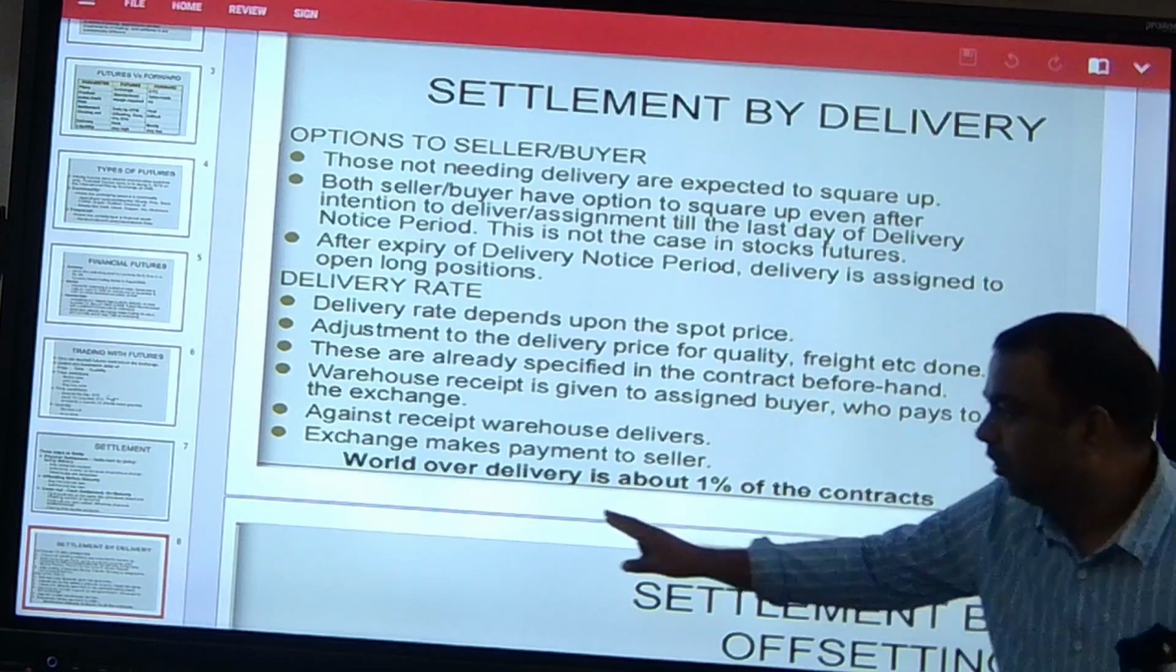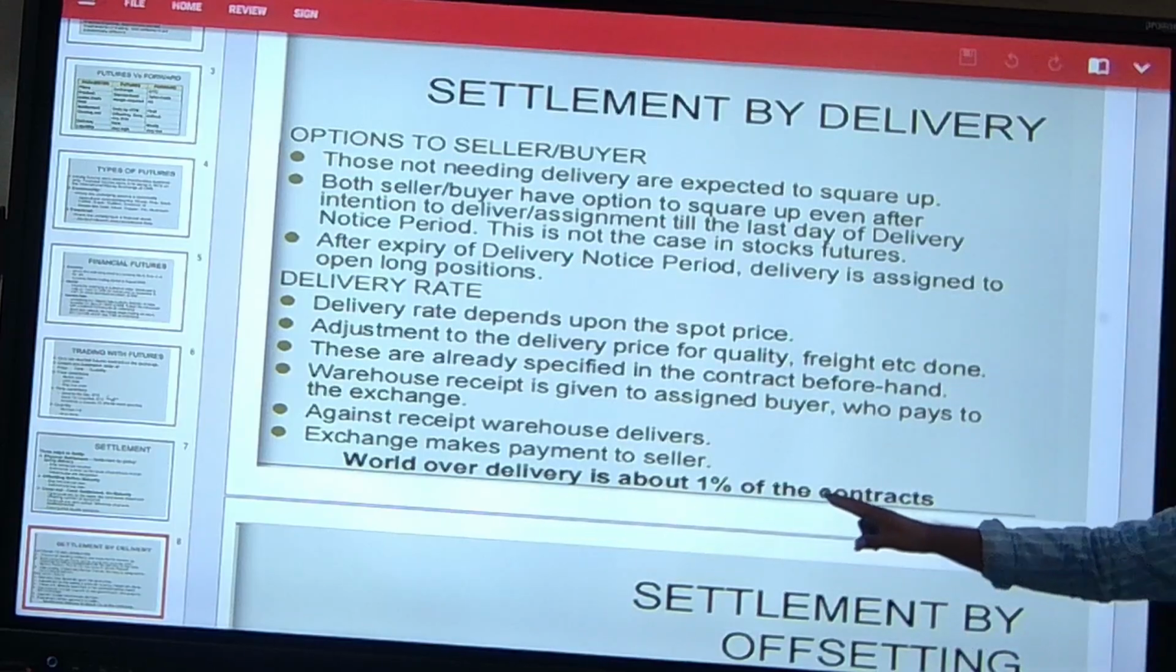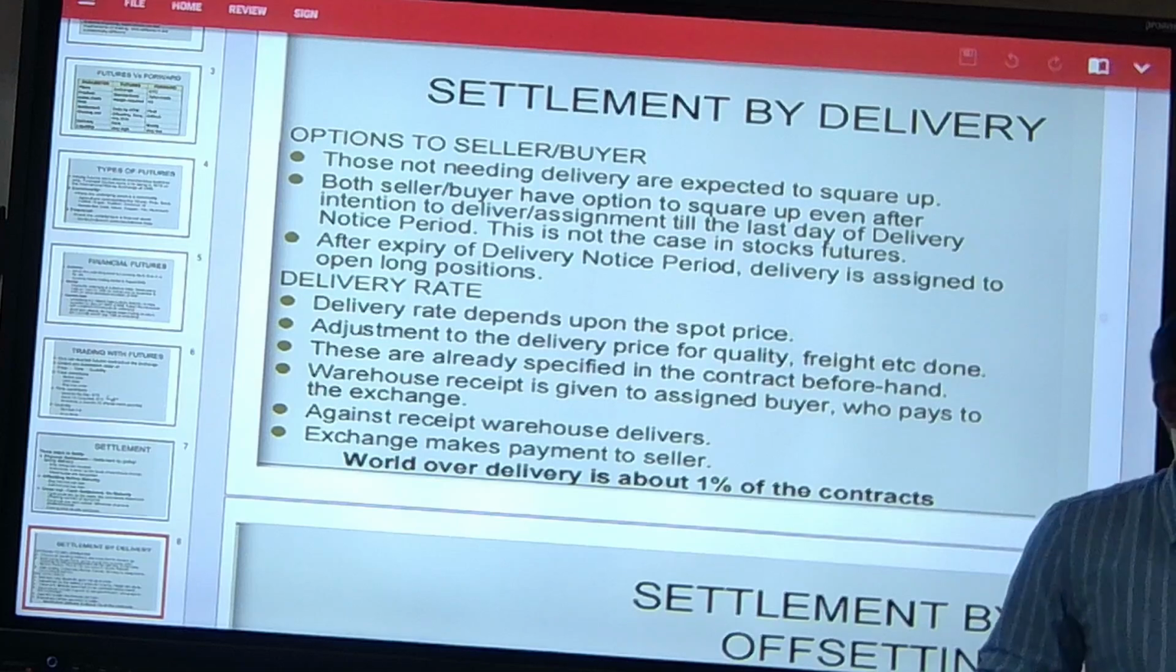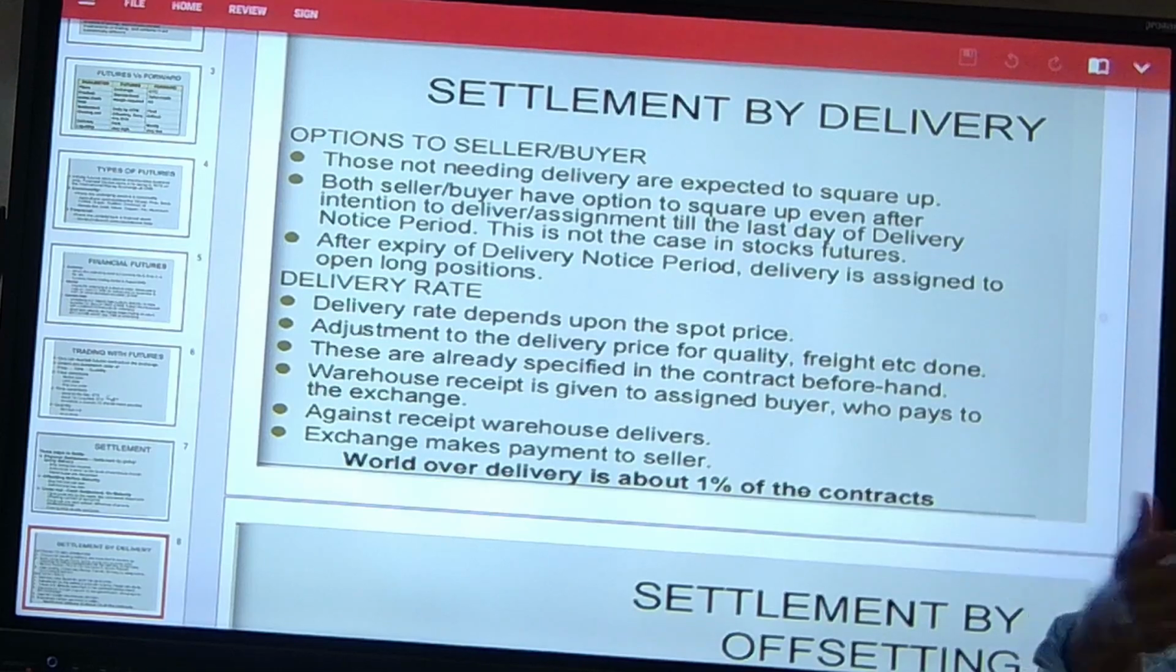Generally, worldwide, delivery is only about 1% of contracts. Mostly contracts are closed out before expiry. What is the reason behind it? In delivery of goods, many costs arise: convenience cost, storage cost, transportation cost. So everyone wants to close their contract, take the gain or loss on the future contract, and buy directly from the spot market, the nearby market.